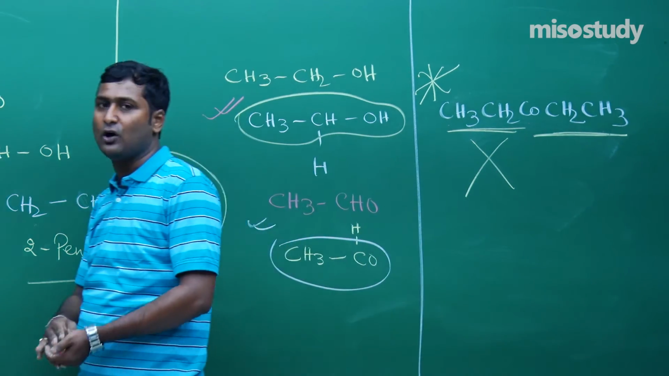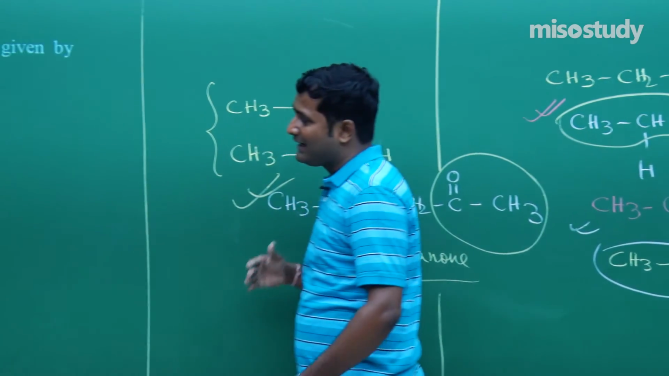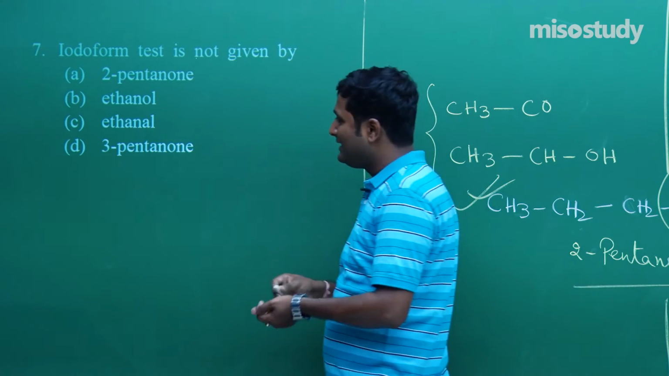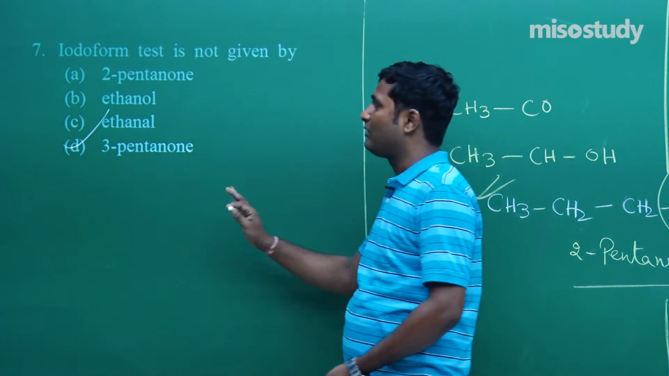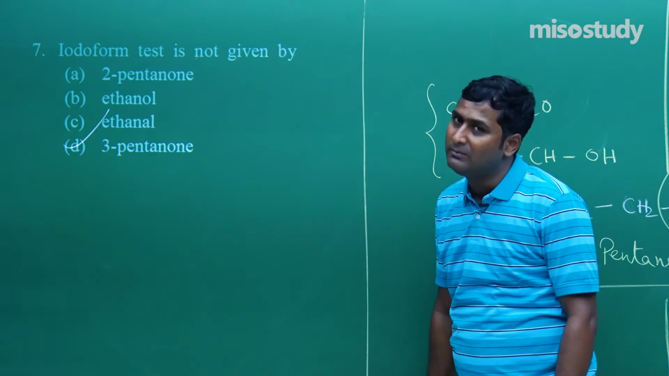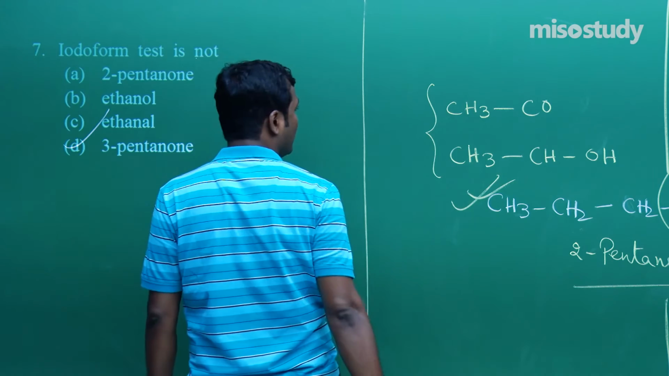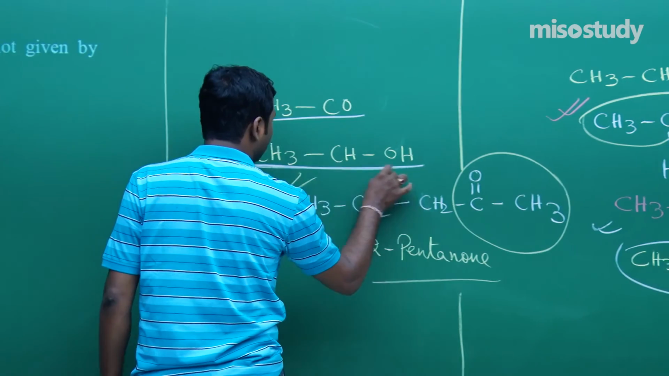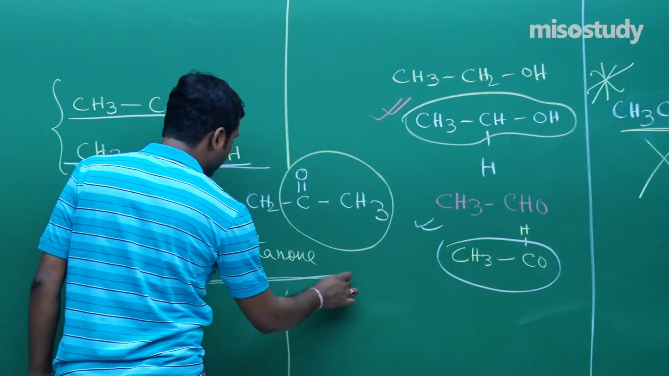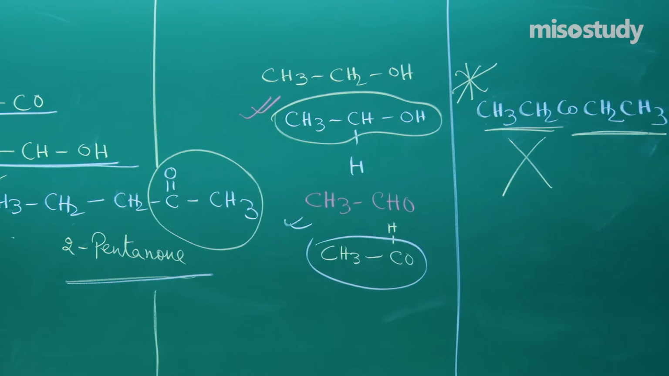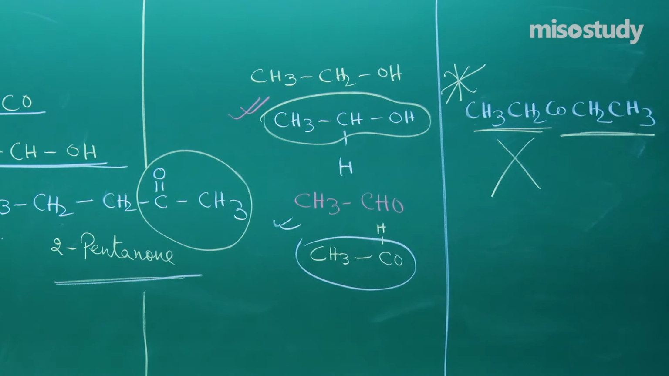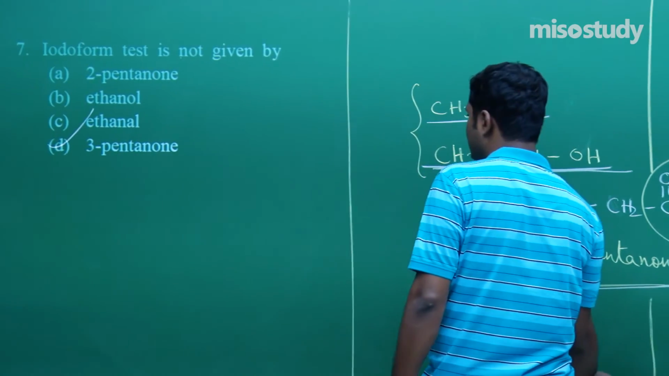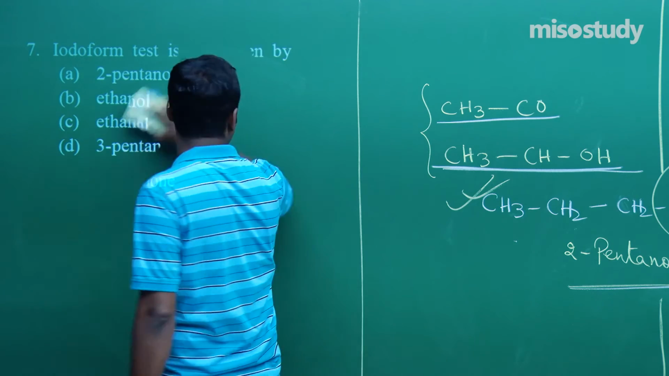I am moving here, check it out. For this question, we can easily assume that D is the correct option. It will not show a positive iodoform test. Check out the explanation: CH3CO linkage, CH3CHOH linkage. So in this case, the first, second and third will show a positive iodoform test, but the fourth one will not. Clear to you? Now I'm going to rub this part and we'll discuss the next question.